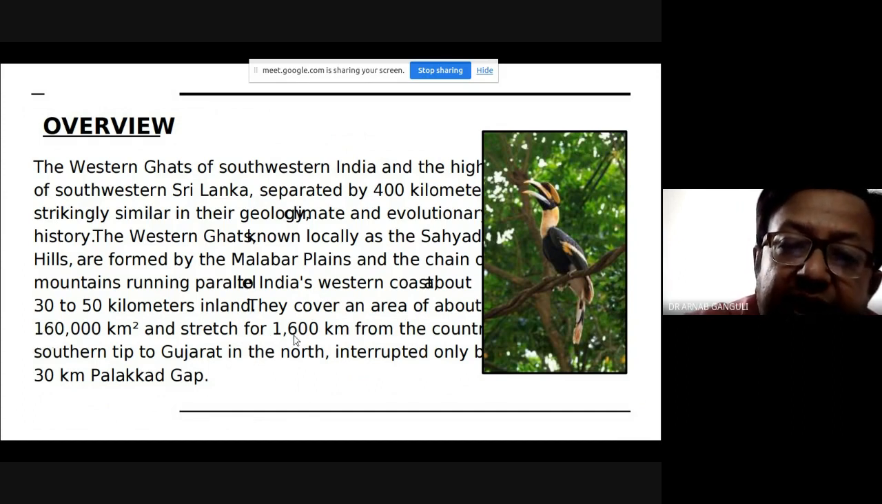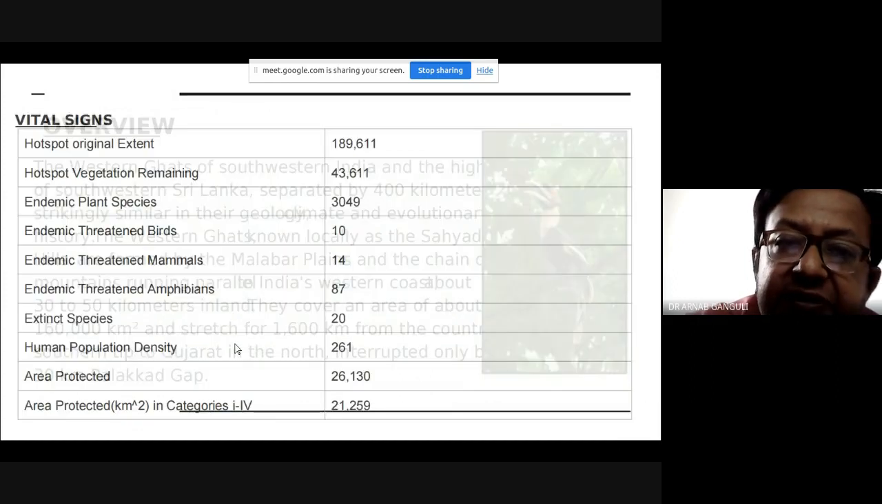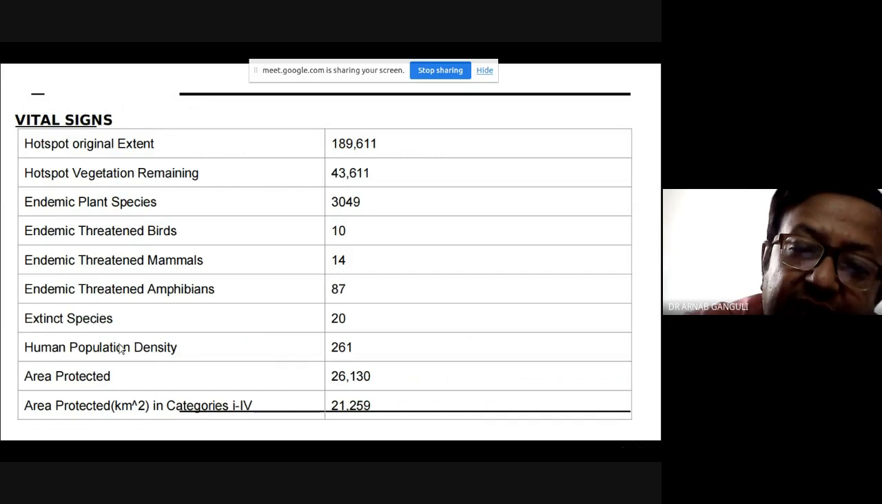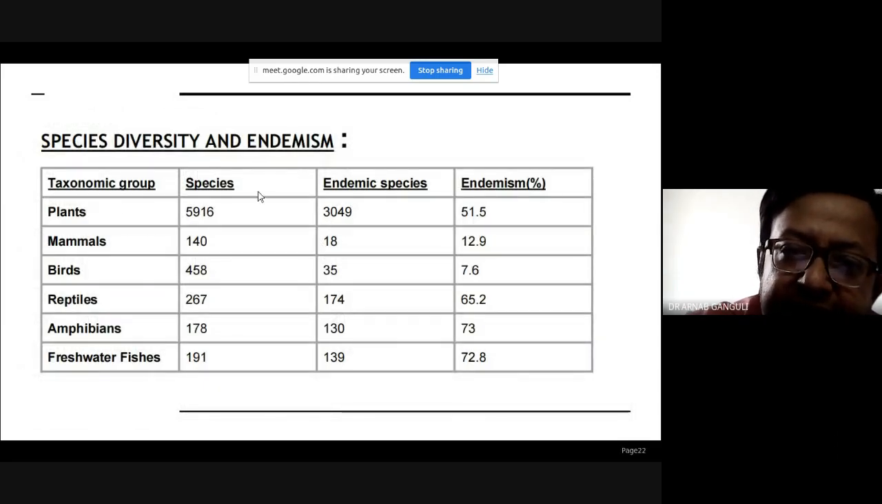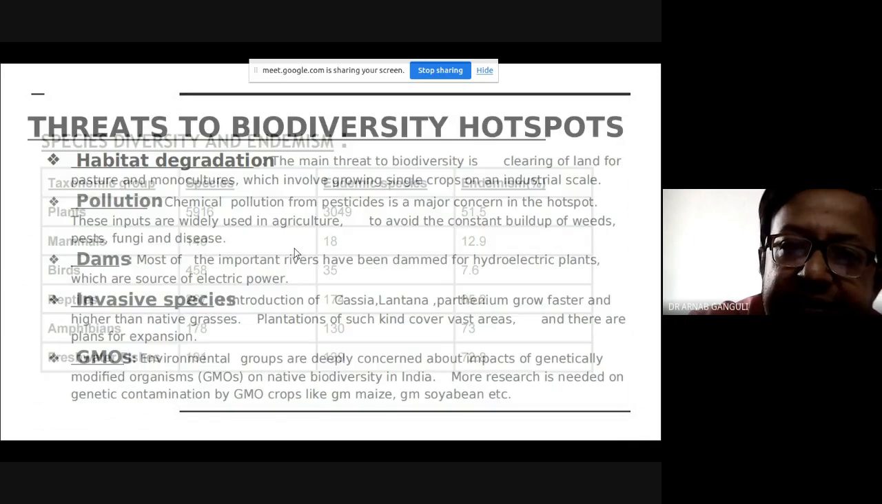160,000 square kilometers. Gujarat, it is everywhere in this. So this data you have to remember. This data also you have to remember.